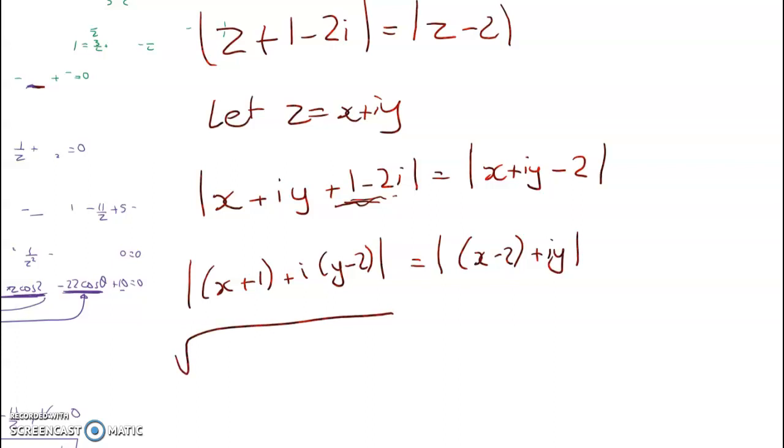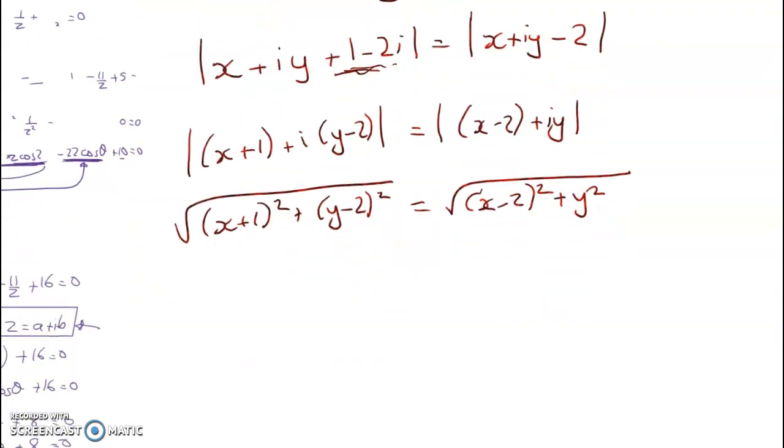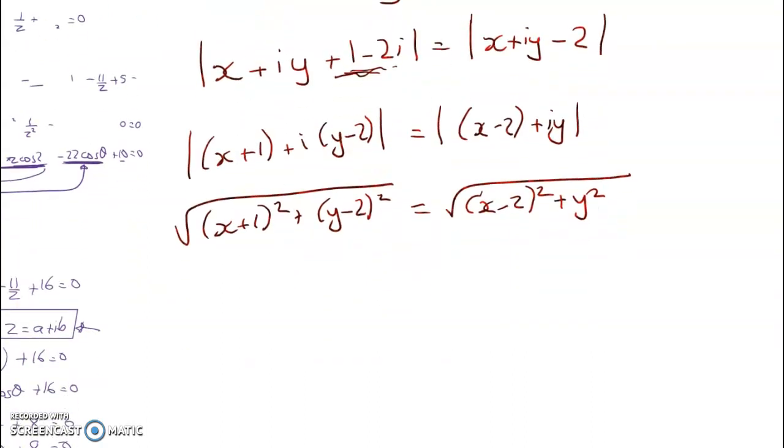The modulus is simply Pythagoras. So it's x plus 1 squared plus y minus 2 squared is equal to x minus 2 squared plus y squared. I'm going to square both sides.